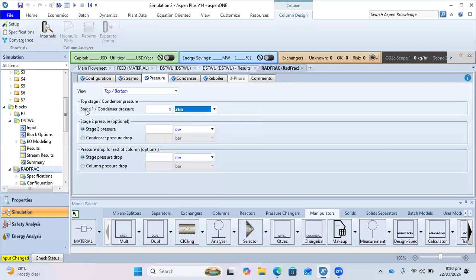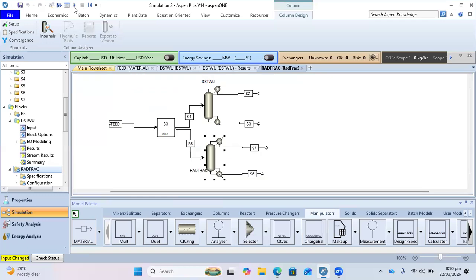And you notice that it said stage 1 or condenser because, as I said, stage 1 is at the top. They count it from top to bottom. So where we have the condenser, where we have a distillate stream is stage 1. And then the very last stage is what we have at the bottoms, where we have probably our reboiler. So now that we have all of this specified, let's come back and then let's run the simulation.